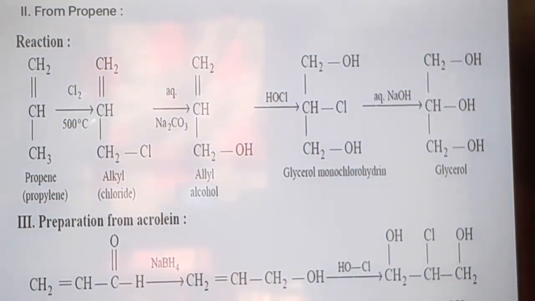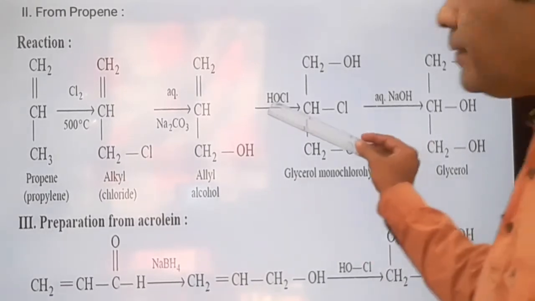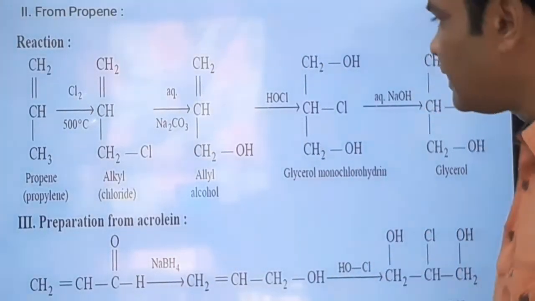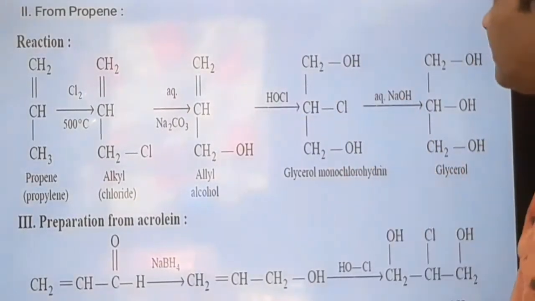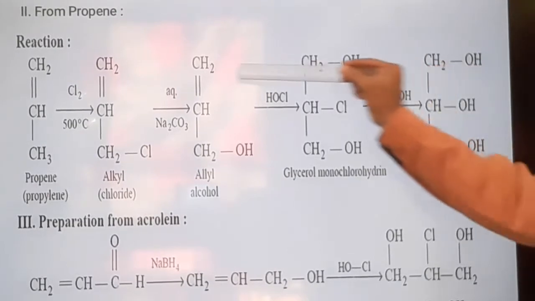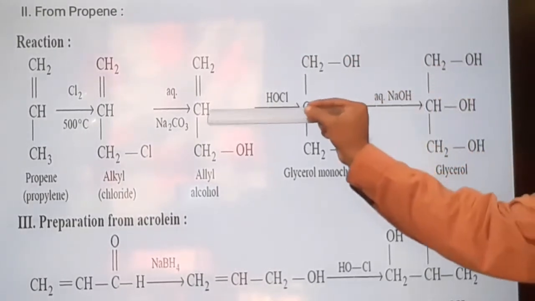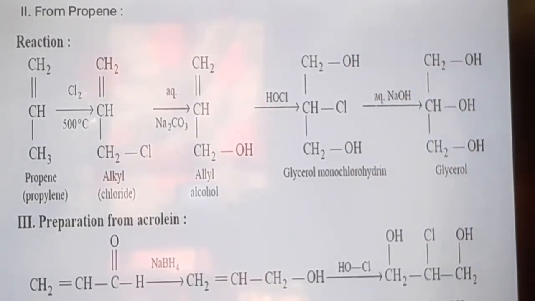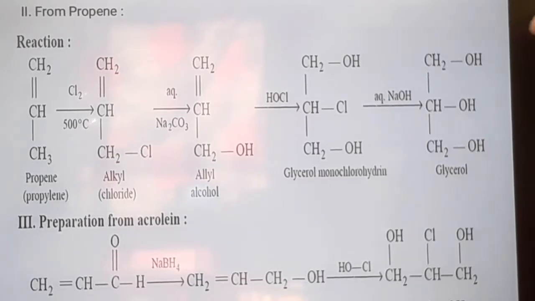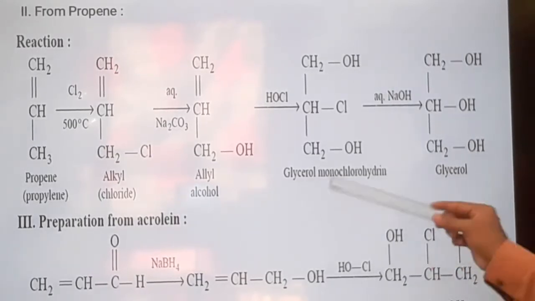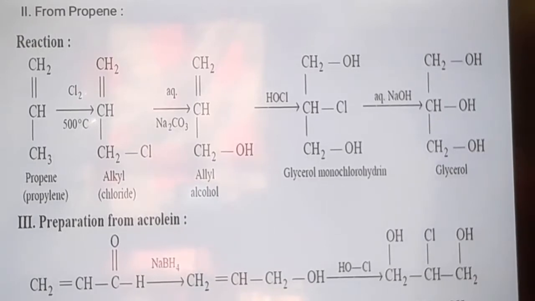After that, reaction with HOCl, which is called chlorohydrin. Addition reaction takes place across this carbon-carbon double bond. OH will attach to the terminal carbon, chlorine will attach to the central carbon. We get this. What is its name? Glycerol monochlorohydrin. It is a derivative of glycerol. 1 chlorine is there, OH is replaced by chlorine. So it is glycerol monochlorohydrin.